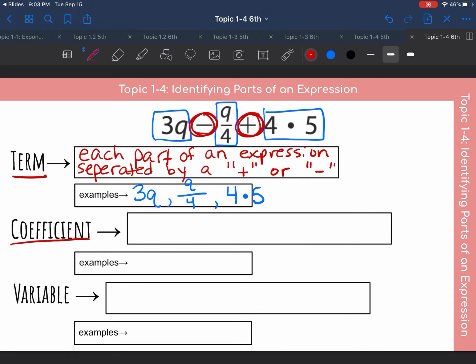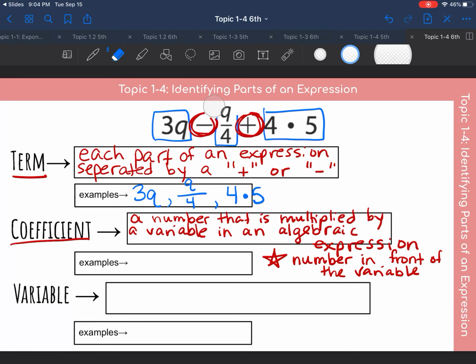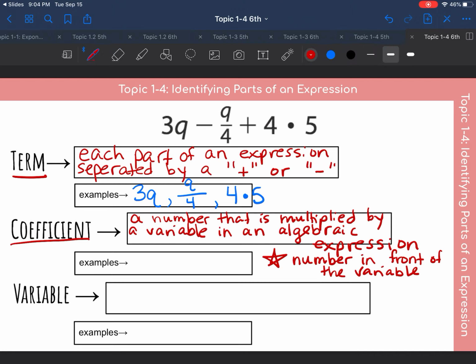Now, the next definition is a coefficient. And a coefficient is a number that is multiplied by a variable in an algebraic expression. All right, so basically what that means, a coefficient is just the number in front of the variable. So what I mean by that, we'll erase this, okay?